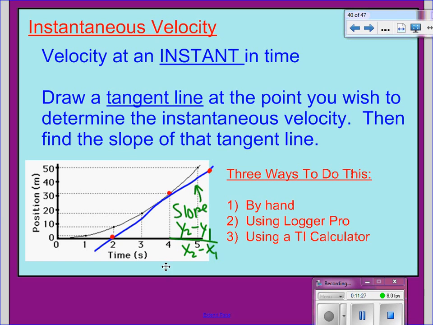Now there's 3 ways in order to do this tangent line. The first way is what I just showed you, and that's by hand, which is perfectly fine for this class. If you're doing a lab and using Logger Pro, there is a tool in there that can do it using the computer. And finally, the third way is you can use a TI calculator if you're familiar with the stat plot and the vars button. But if you're not, I wouldn't go that route. The first method by hand is plenty fine for us. So let's do an example.